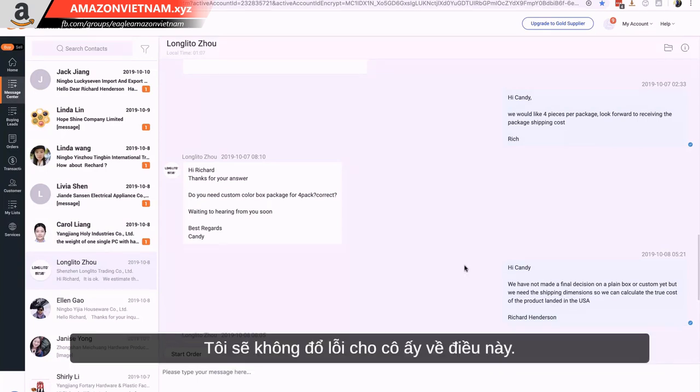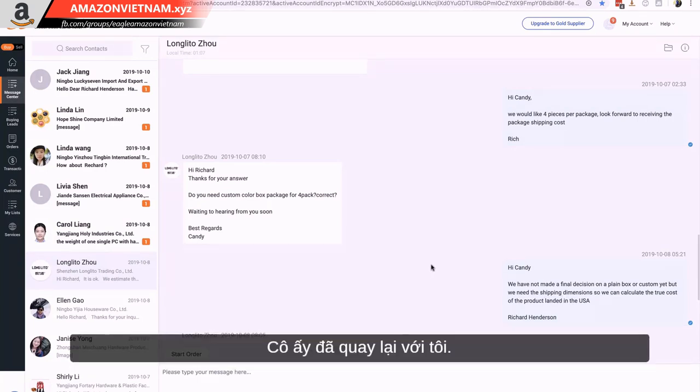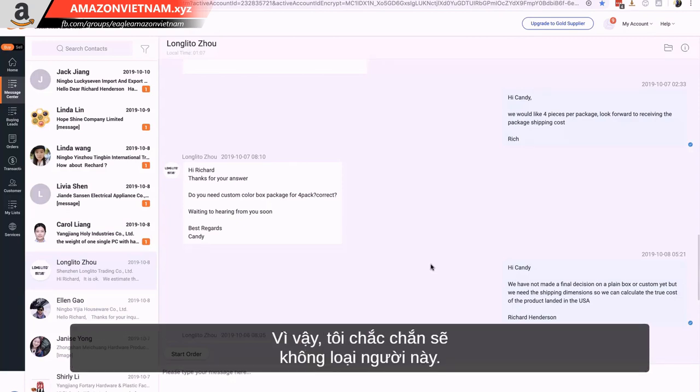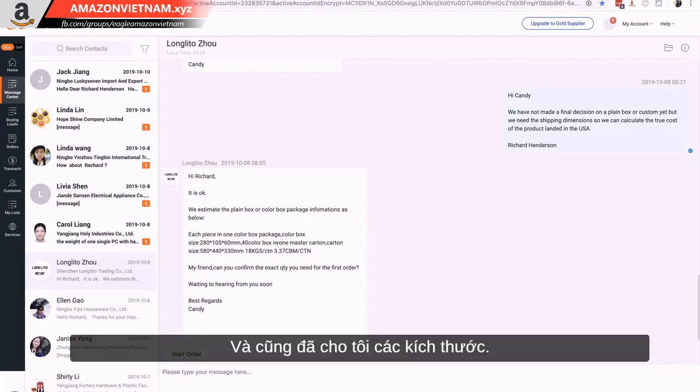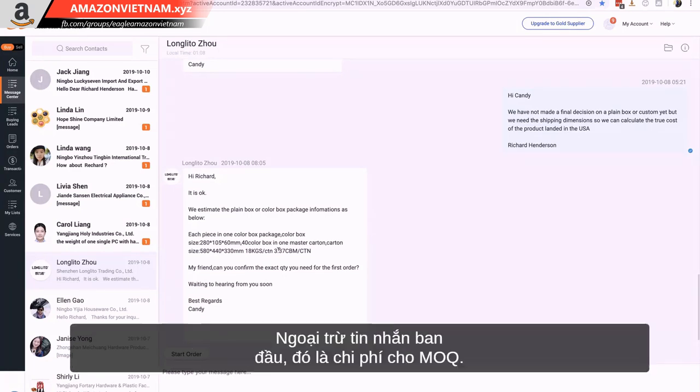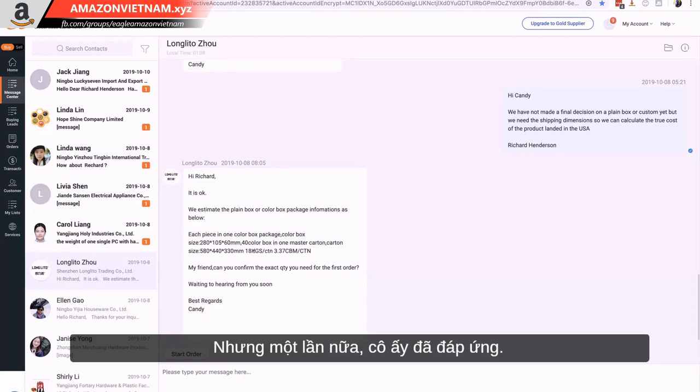I'm not going to blame her for this. She was responsive. She did get back to me. So I would definitely not rule this person out. She did get back and then estimated the cost of the plain or color box package and also gave me the sizes. So she basically did everything I asked her except the original message, which was the costs for the MOQ.